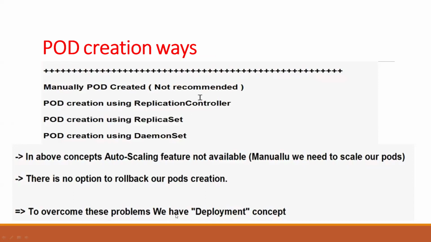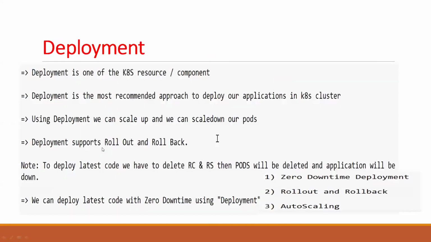To overcome these problems, we have a deployment. So what is that, guys? Deployment is one of the Kubernetes resources, a component. Deployment is the most recommended approach to deploy our application in the Kubernetes cluster. They are not using the replication controller or replica set, they are using the deployment, because deployment enables auto scaling, rollout and rollback, and zero downtime deployment.